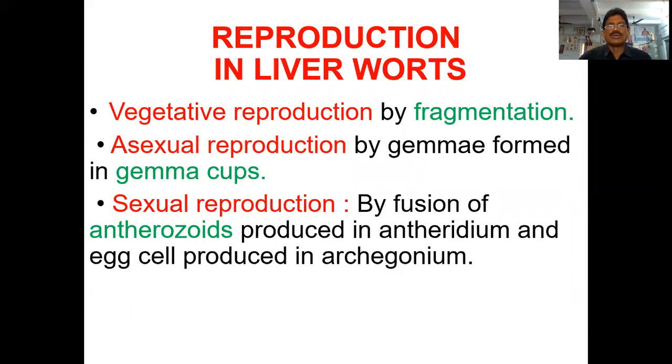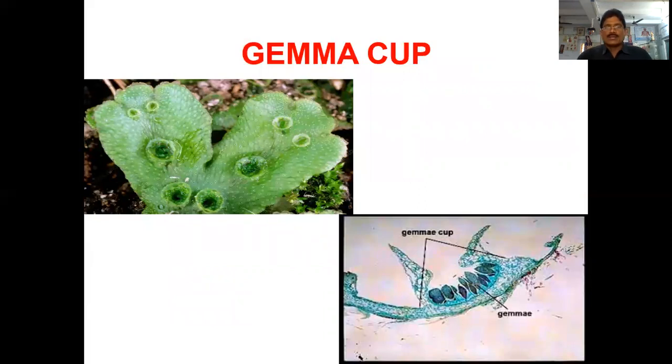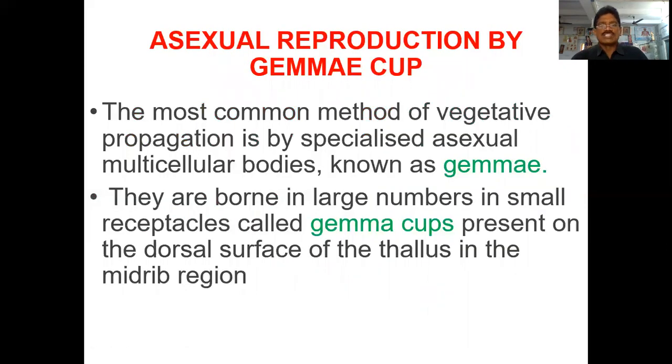What is the main reproduction of liverworts? Liverworts mainly reproduce in two ways. One is vegetative reproduction, which depends upon fragmentation and gemma cups. The other is sexual reproduction, which depends upon male parts and female parts. The male sex organs are antheridia and the female sex organs are archegonia. The gemma cups, which are for vegetative reproduction, are located on the dorsal part of the thallus.